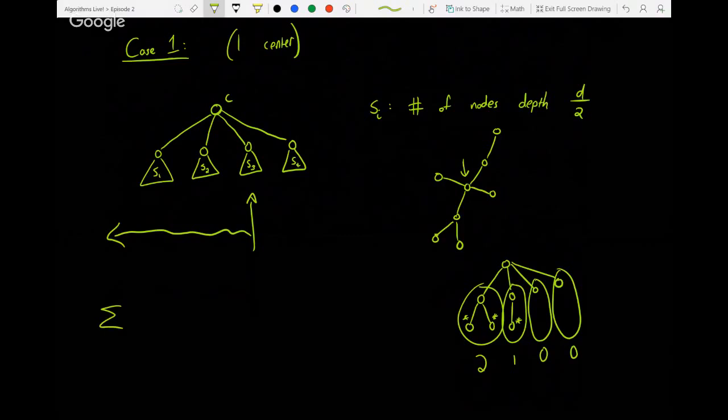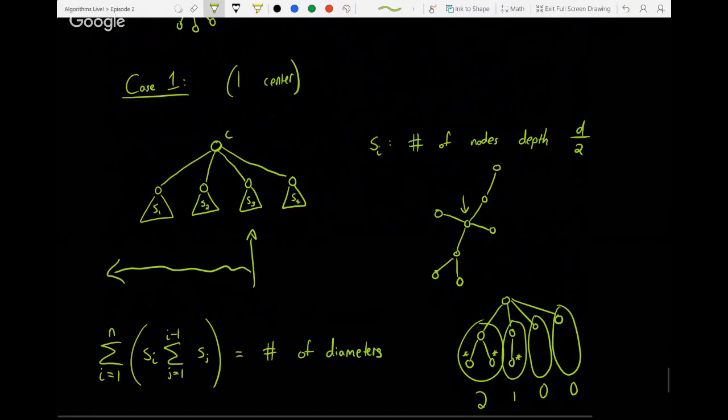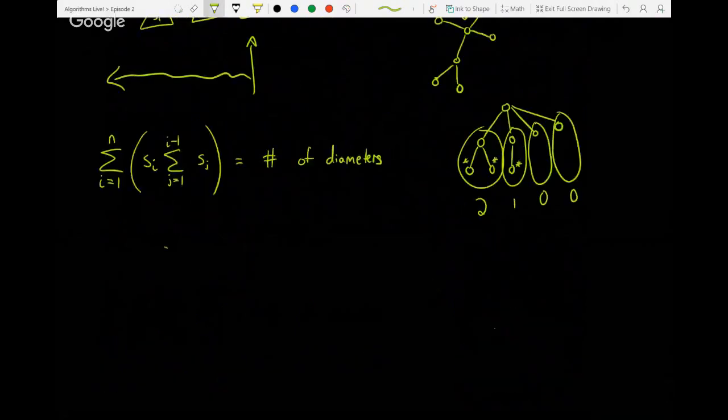I can say the sum up to and including that position is the summation from i equals 1 to n. And all I do is I take S_i and I multiply it by the sum of the pieces in front of me, S_j. And so I pair these two things together, and I can compute this with a running sum. I don't actually have to run that for loop every time, so that it's fast. And that's the number of diameters in this tree. So that's case 1.